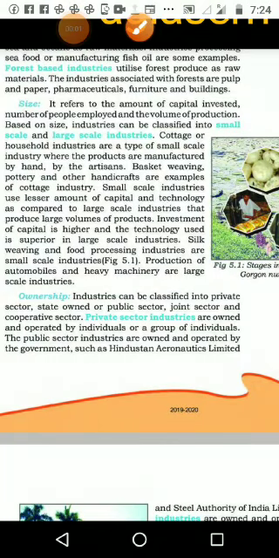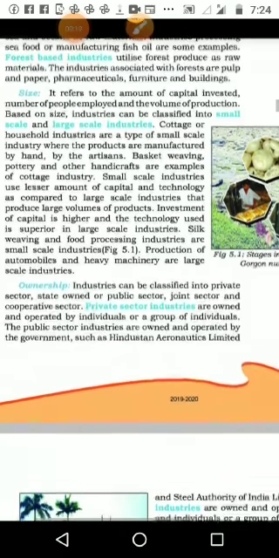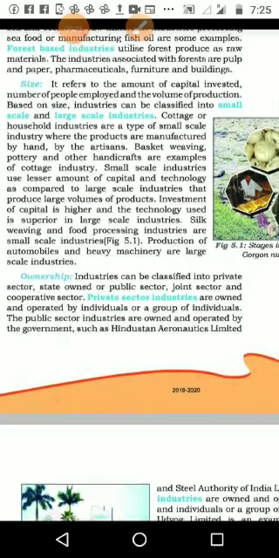Okay, in this video we are going to see the second type, according to size. It refers to the amount of capital invested, the number of people employed and the volume of production. When we are considering size, we are going to think of three things. Please underline: amount of capital invested, number of people working, and volume of production, how much we are producing and how many people are working.